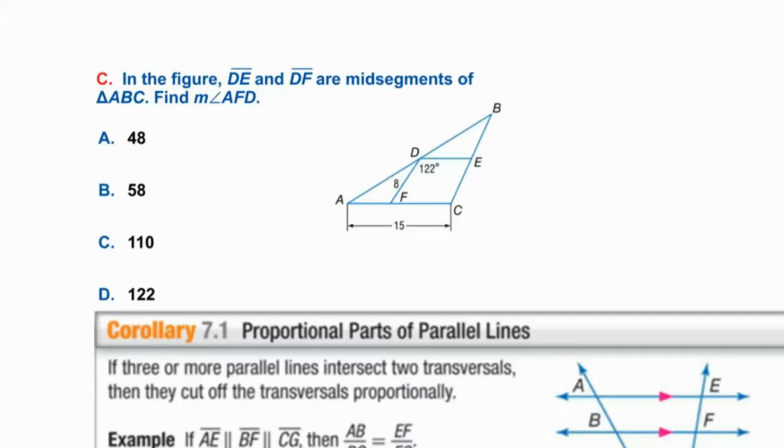In this problem, we want to find the measure of AFD. Well, we know that DE is a midsegment. So DE and AC are parallel. These two angles here are alternate interior angles, so it would be 122.